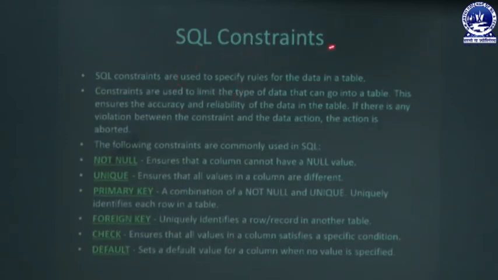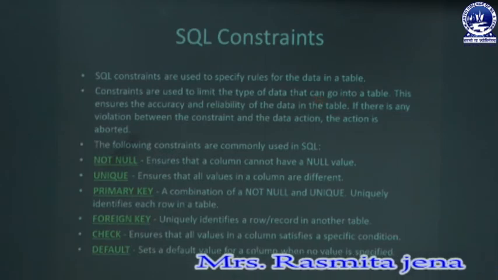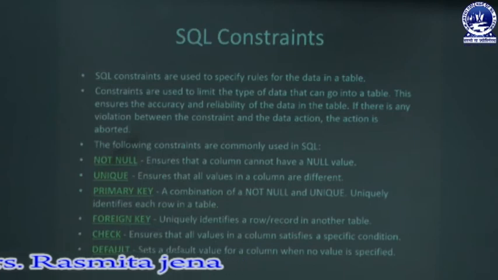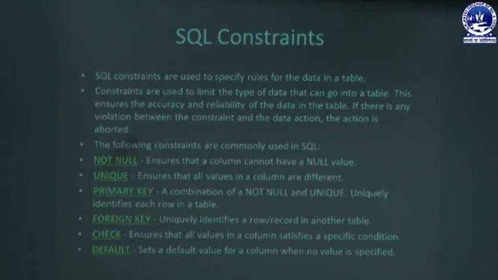Then we will discuss SQL constraints. As we already discussed, a constraint means a certain condition or restriction on the data of the database. Here SQL constraints are used to specify rules for the data in the table. Constraints are used to limit the type of data that can go into a table. That means it ensures the accuracy and reliability of data in the table. If there is any violation of the constraint, we already discussed constraint violation in our previous video lectures.